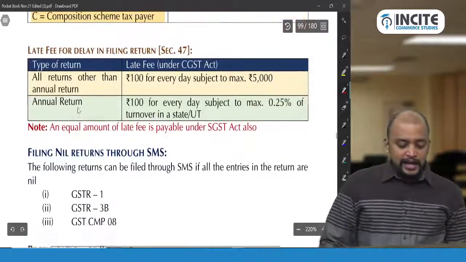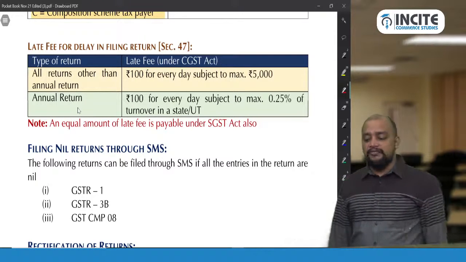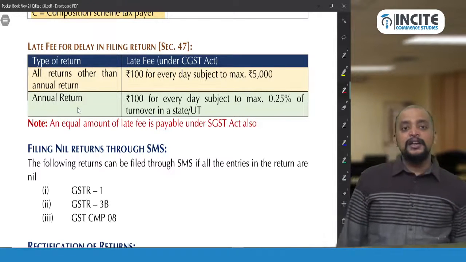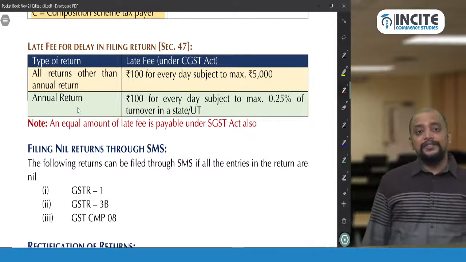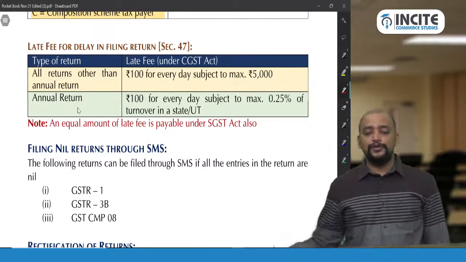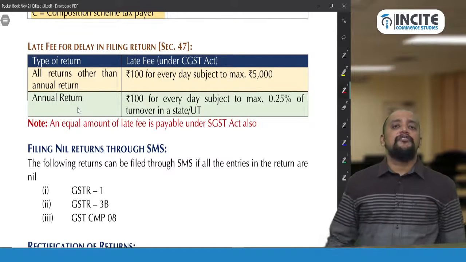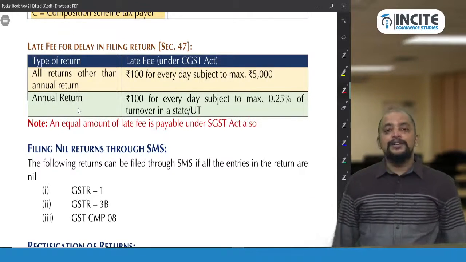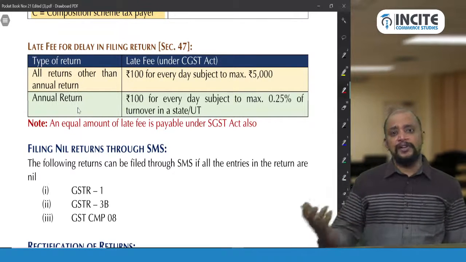Okay, so that is this. Got it? And then late fee for delay in filing returns. What is that late fee? That is given in section 47. So if it is all returns other than annual return, 100 rupees for every day subject to a maximum of 5,000 rupees. So practically, if you see, there are different types of late fees. For nil return, one late fee is there, other than nil return another late fee is there, like that different types of late fees are there.